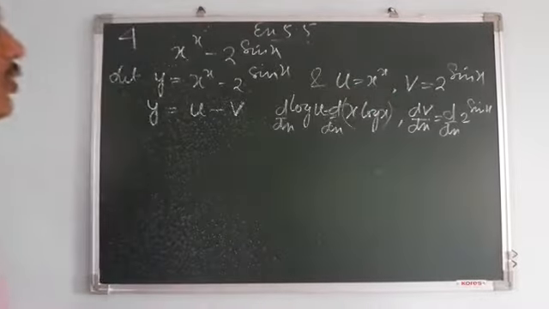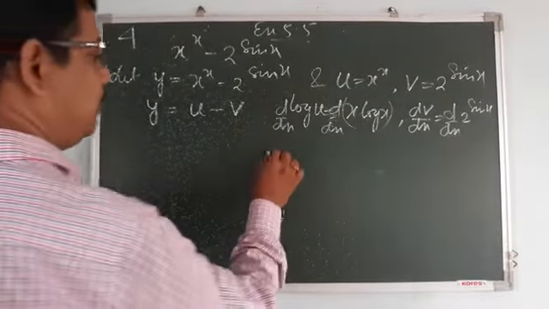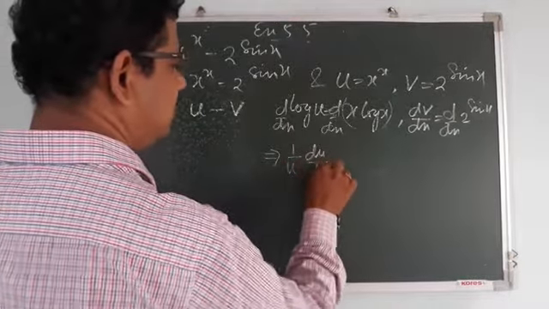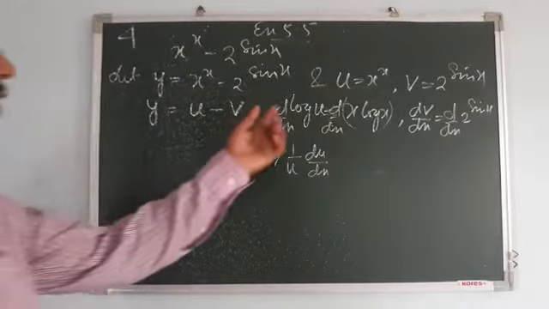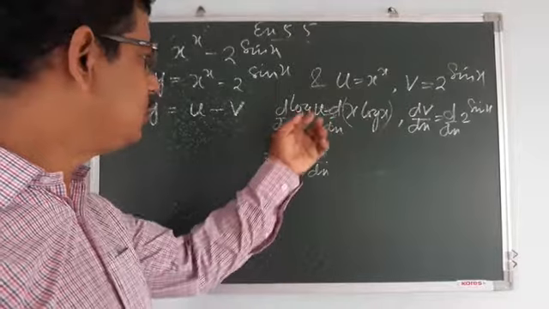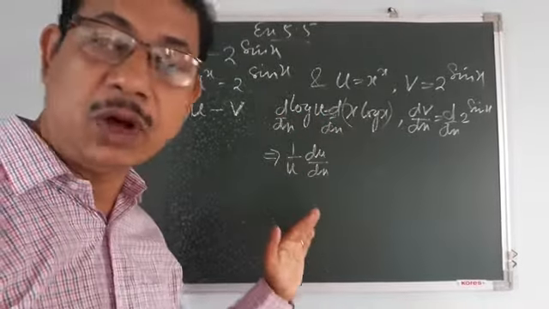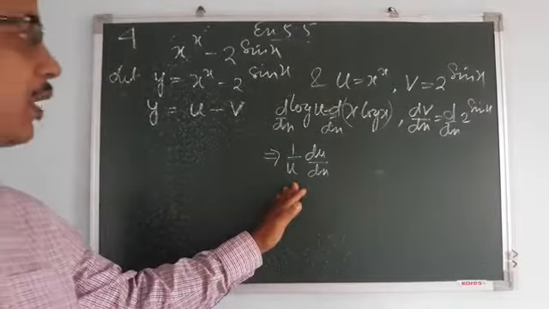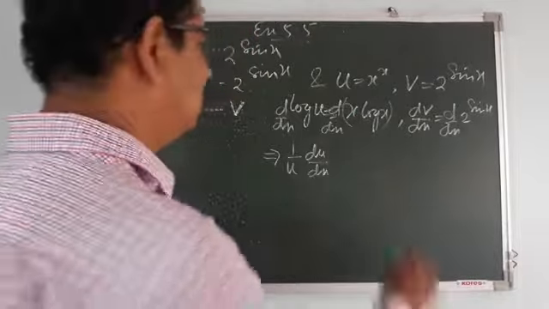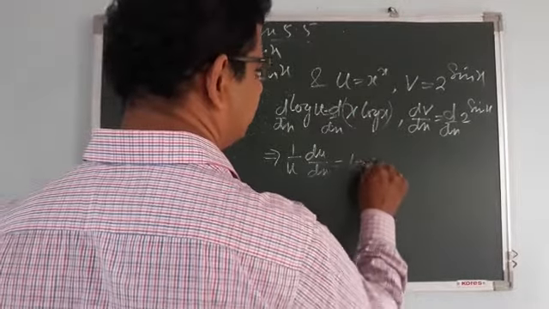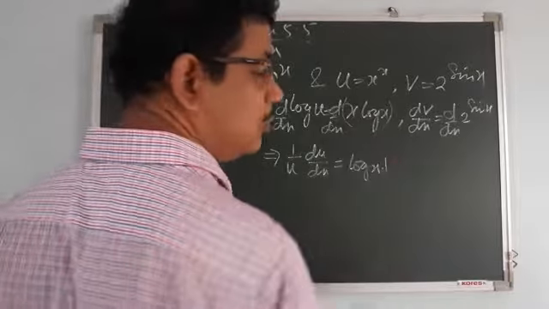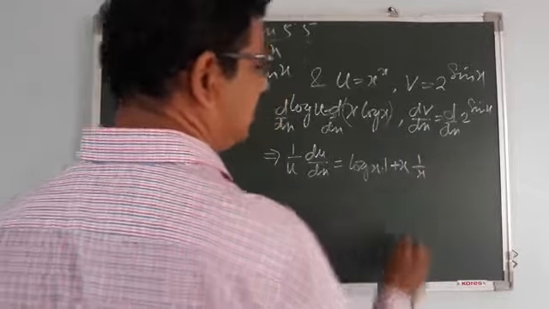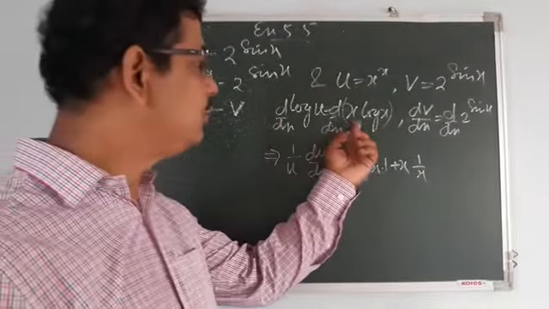differentiation of log u with respect to x will give 1 by u du dx. It is the rule that first you have to differentiate this with respect to u, it will give 1 by u, then u you have to differentiate again. It is also chain rule. Here u into v form. So if we keep log x, differentiate x, it will give 1. If we keep x and differentiate log x, it will give 1 by x.